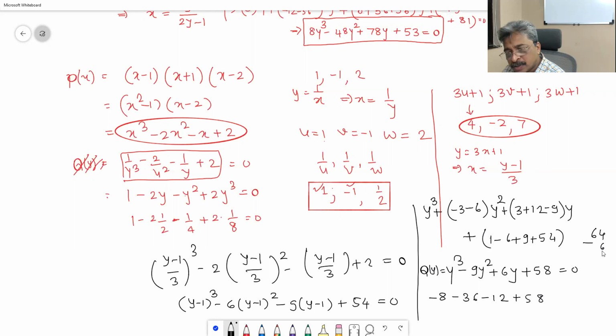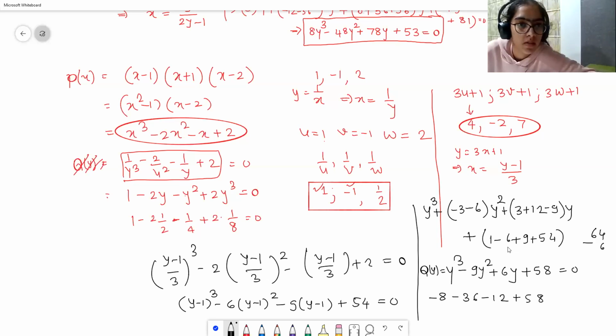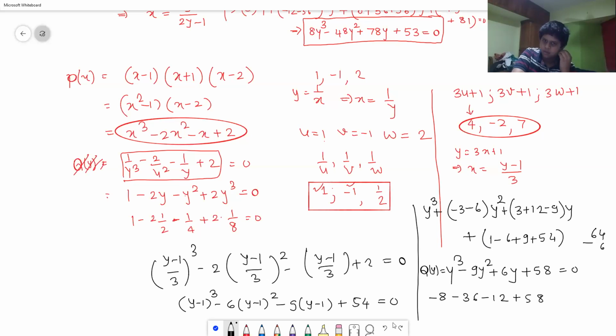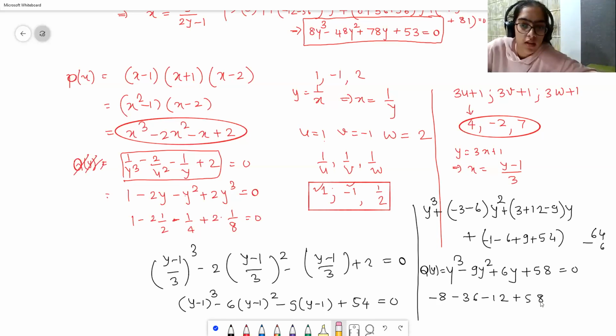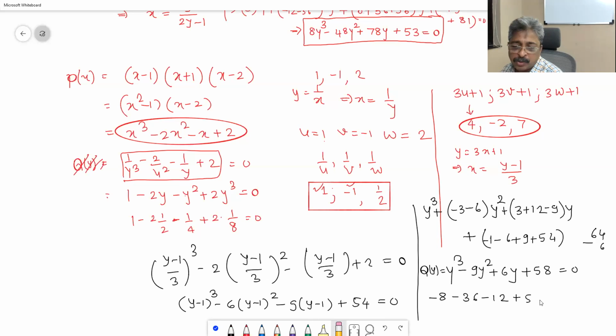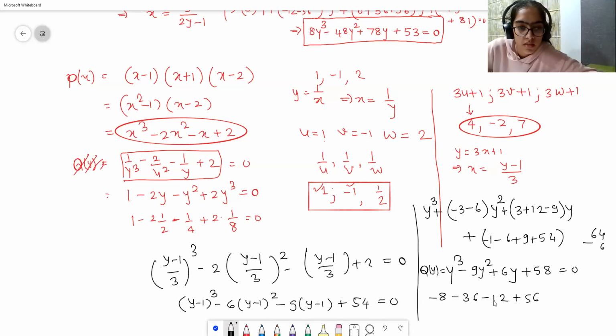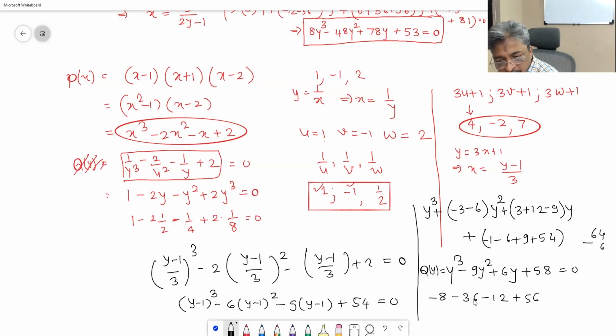64 minus 6. This is 64, na? Minus 6. 63, and the 1 should be minus because it is the cube of minus 1. Yes, sir. Okay. Mistake. This should be minus. That makes it 56 here. And it's not 64, it will be 63. Yes. So what will be the final constant here? 56. Is this 56? Yes.